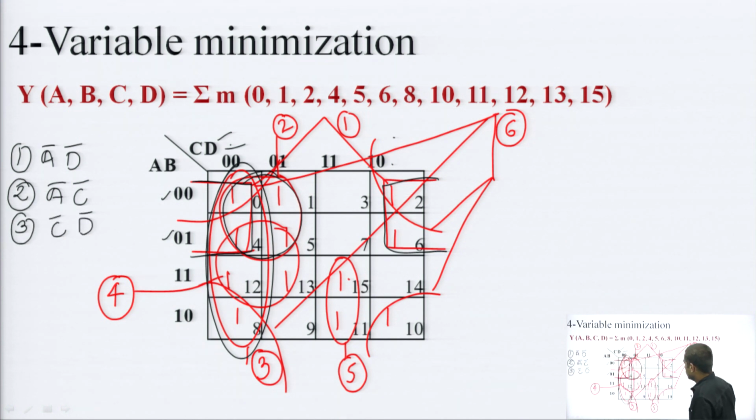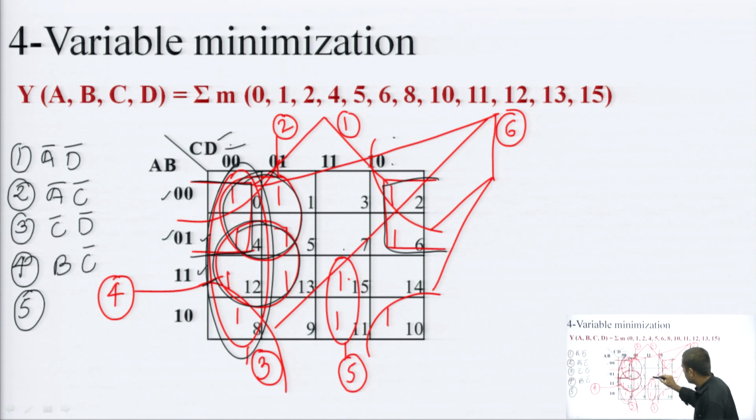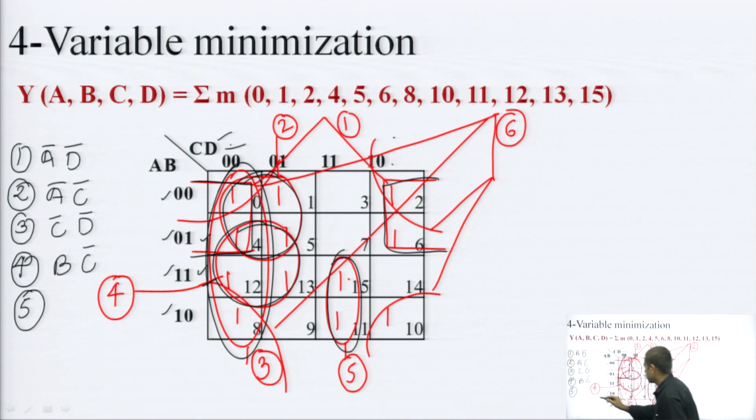Similarly, for this fourth one, this one is common, which corresponds to B, and from this column side I have C bar. So, for this fourth one, B C bar. Similarly, for this fifth pair entry, I can see that this 1 is common, which corresponds to A, and from this row side this 1 1 is common, that means C D.